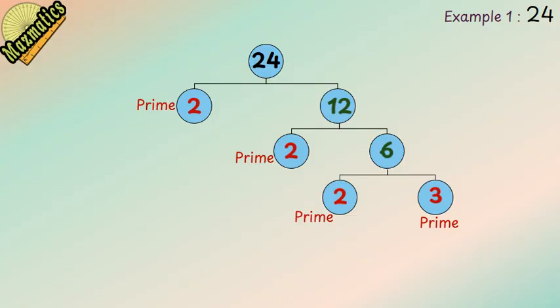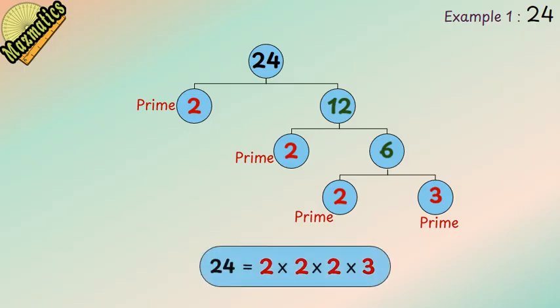Final step, write all the prime numbers from the tree. 2, 2, 2, 3. So the prime factorization is 24 is equal to 2 multiplied by 2 multiplied by 2 multiplied by 3.